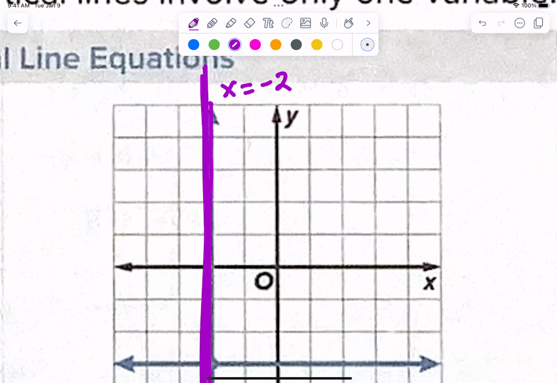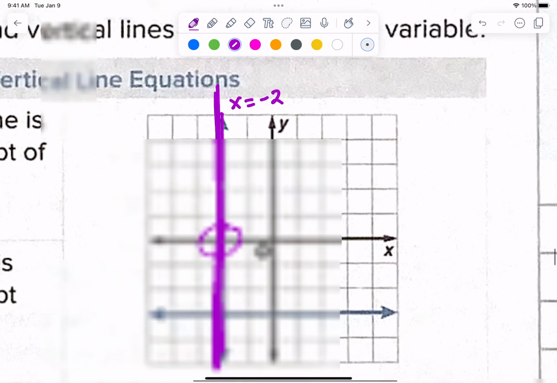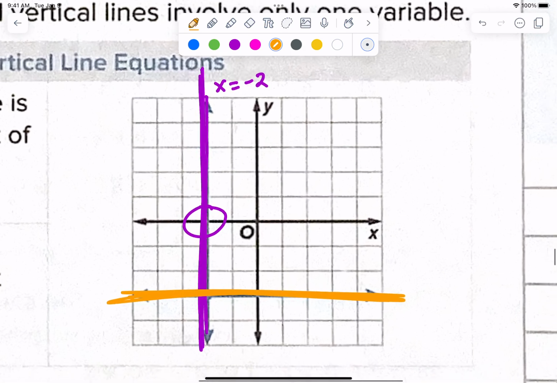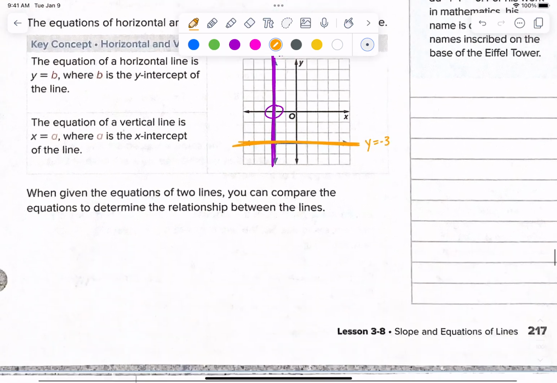Do you know why Matthew said y equals? Because the y-axis goes up and down, right? So it should be y. That's probably why you said that. But it's actually x because the line cuts through the x-axis. So x equals -2. Now, this yellow one, what is it? Y equals -3. So that's what your horizontal and vertical lines look like. Perfectly horizontal, perfectly vertical. That's what the equations of those are. Got it? Pencil back. All right, go to the next one.